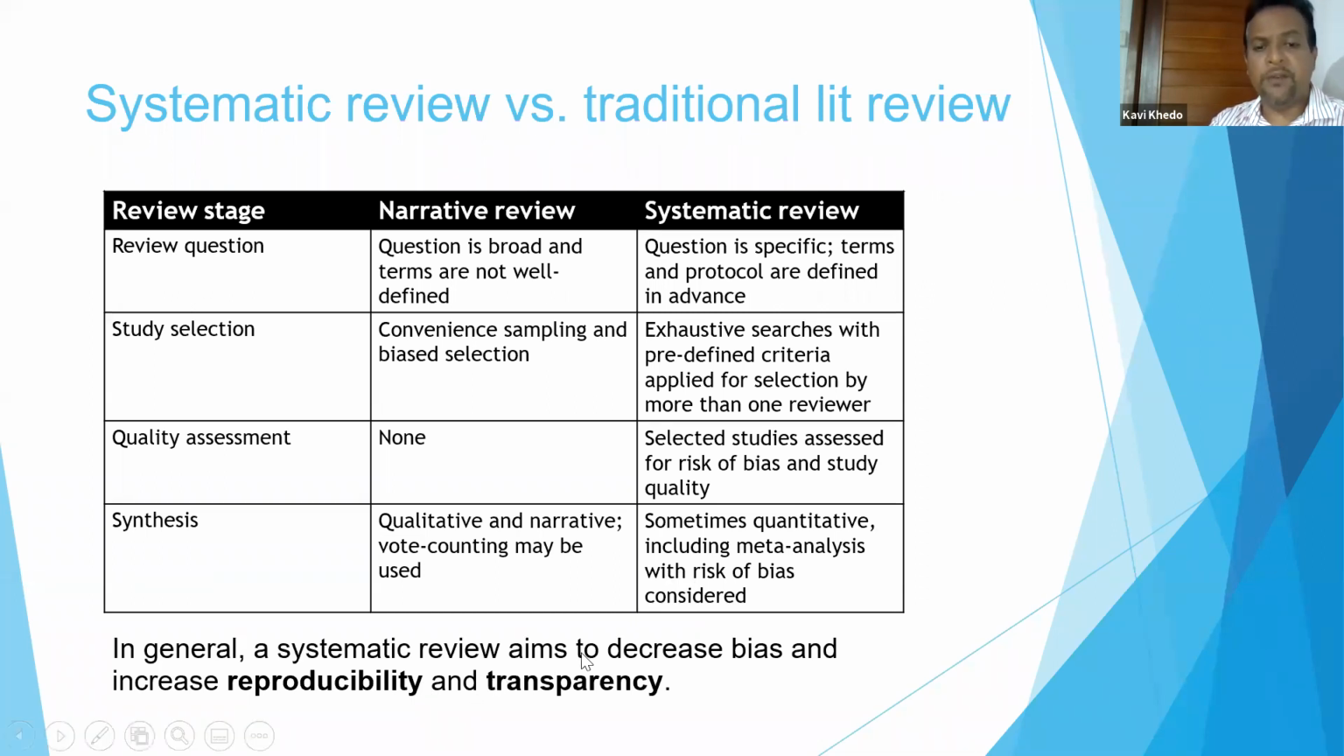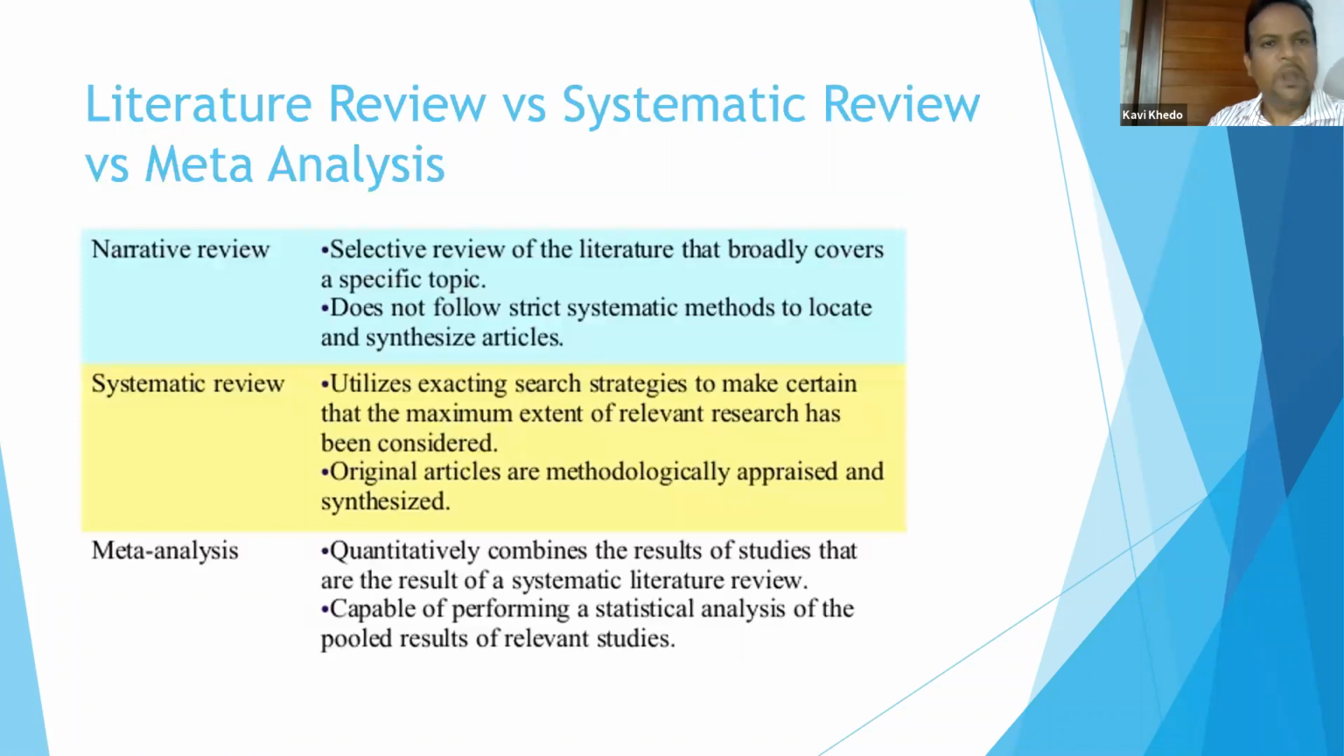So in general, a systematic review aims to decrease bias. Again, I'm saying it. And it increases what? It increases reproducibility and transparency. Both I have already explained earlier. Whatever you're doing should be repeatable and can be replicated. This is reproducibility. And for transparency, obviously, whatever steps you are following should be very clear and transparent. Again, I'm still on the point of comparison. You see, narrative reviews are very selective and do not follow strict systematic methods. In systematic reviews, as I've told you, there are search strategies that you use, and it is very methodological.